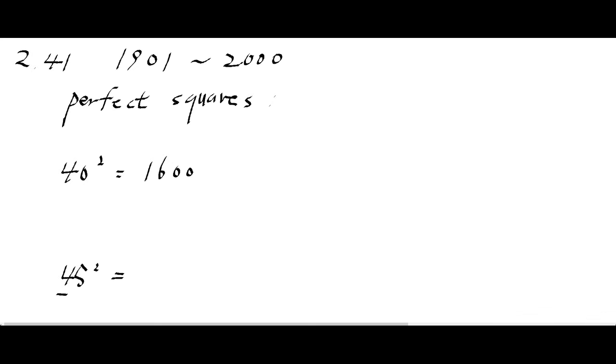So 4 times 5 is 20, right? And the last digits are always 5 squared, 25. Oh, this one is already greater than 2000. So between 40 squared and 45 squared, you can get the perfect squares, right? So you can first try 41 squared, right? But last time I said 41 squared means 40 plus 1, squared, right?